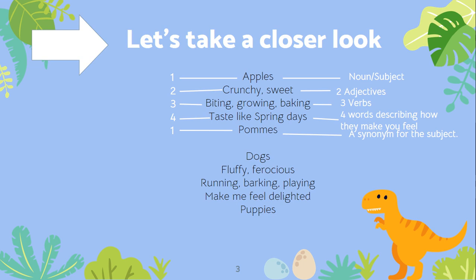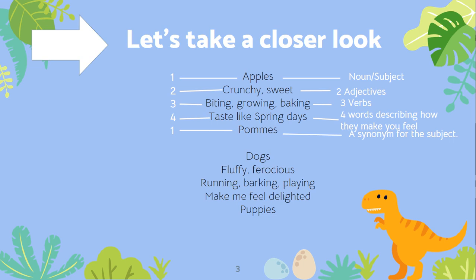Line 2 has 2 adjectives, so 2 describing words, okay? 2 words that describe the noun or the subject, okay? So in apples, we had crunchy, sweet, and then for dogs, we had fluffy and ferocious, or you could put fluffy and playful, okay? Whatever. Apples, you could think maybe you like sour apples, or red apples, or big apples, or small apples, okay? So those are different adjectives that you could use, but remember, for line 2, you only need 2, okay?